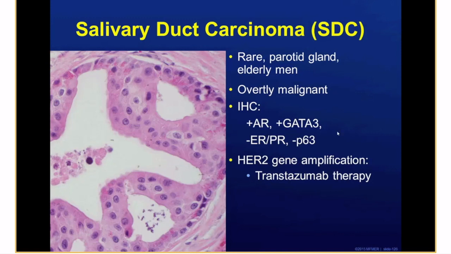You have positive for AR, GATA3, negative P63. And if you're able to determine that this tumor shows HER2 gene amplification, the clinical team might be interested in using trastuzumab therapy. And this is especially important in the setting of unresectable lesions.